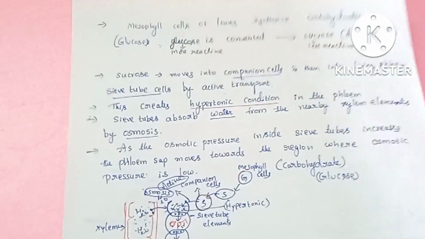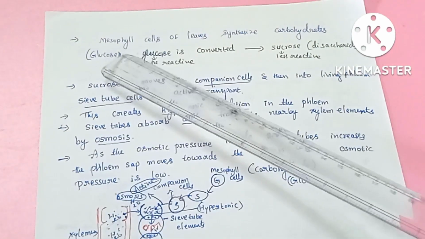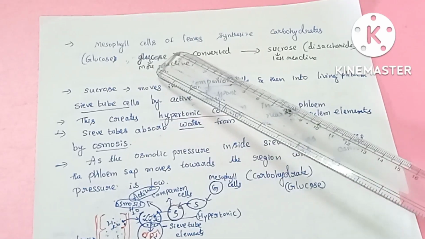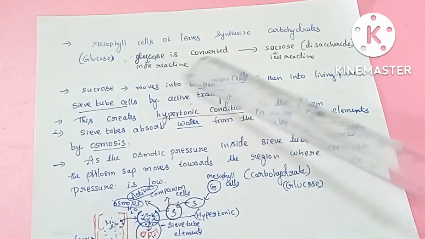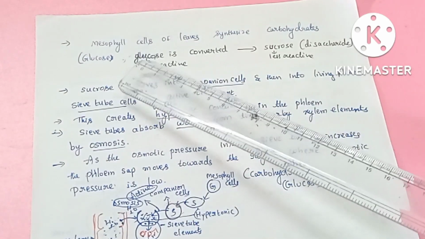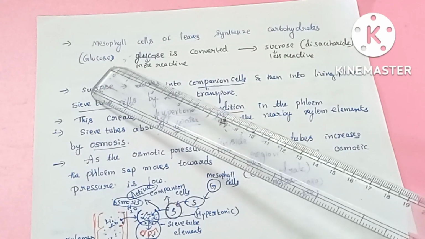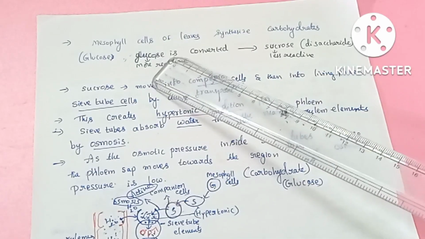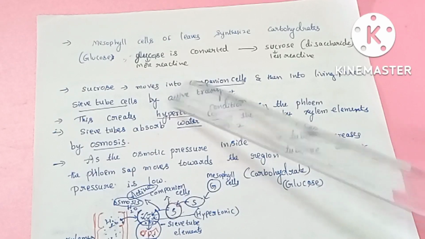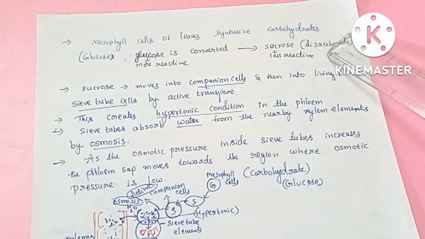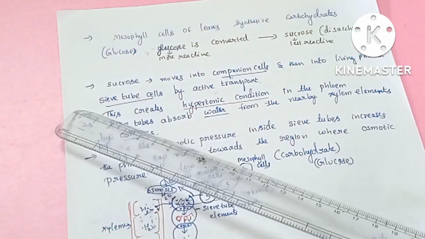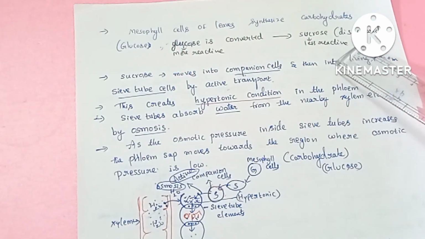And if we see the Munch hypothesis, we know that the leaves consist of the mesophyll cells. In the mesophyll cells, the carbohydrates are synthesized by the process of photosynthesis. And here the carbohydrates are in the form of glucose. This glucose is converted into sucrose, a disaccharide. The monosaccharide glucose is converted into the disaccharide sucrose, and then it is translocated. So before translocating, the glucose is converted into sucrose.